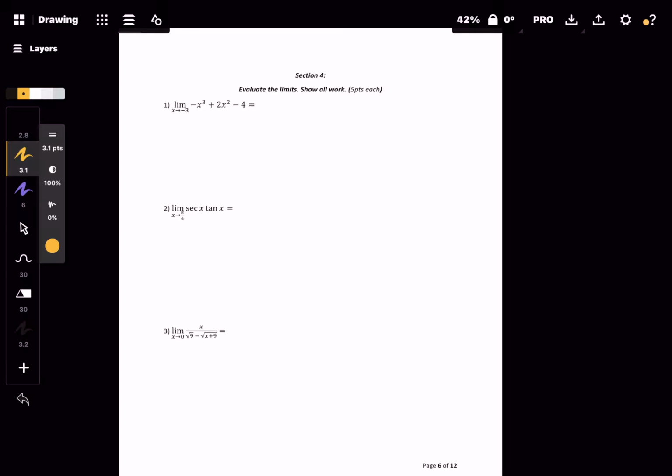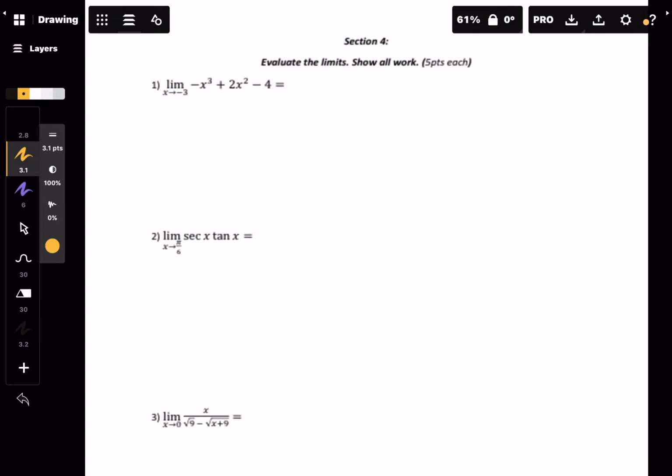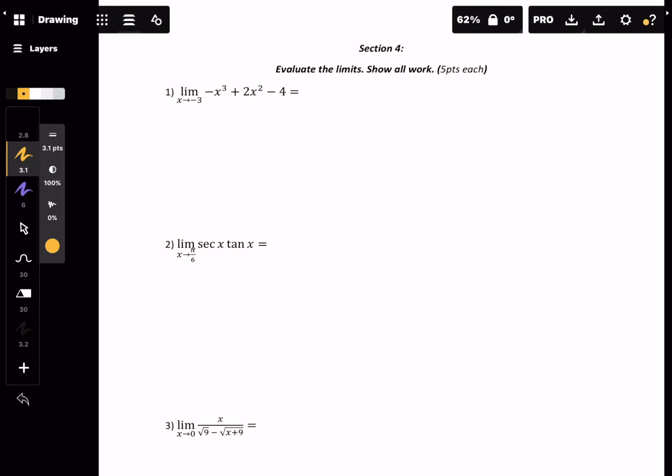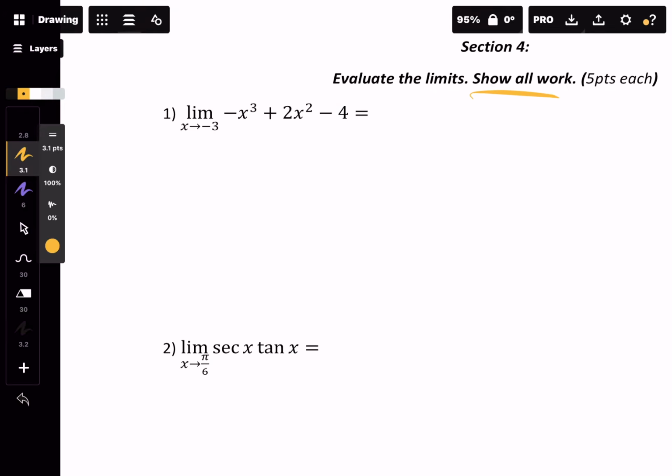Section 4, page 6. Okay, so we're going to try to figure out these limits and what they mean. We've got to show our work, so this is going to take a bit longer than usual. Okay, let's start.